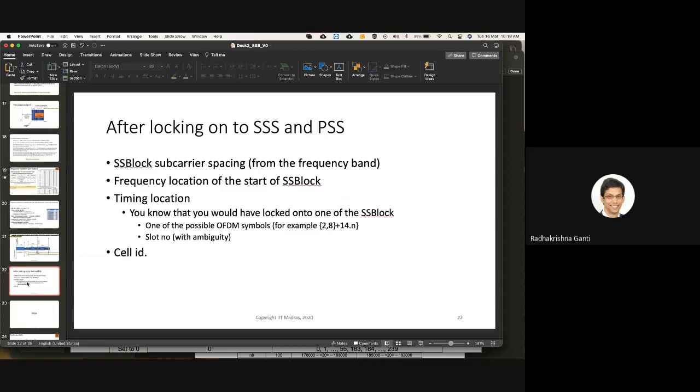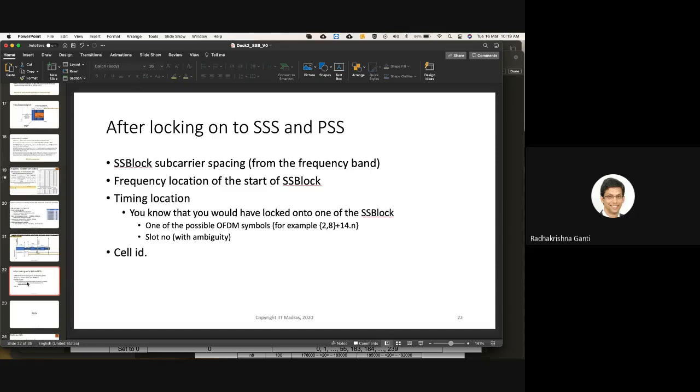Okay. So until now we were talking about the SS block. Once you lock onto the SS block, by decoding SSS and PSS, what do we achieve? One thing is, of course, we know the SS block subcarrier spacing, either through decoding or through the specification, the band in which you are. And we also know the frequency location of the start of the SS block, because of PSS and SSS synchronization. And we also know the timing location.